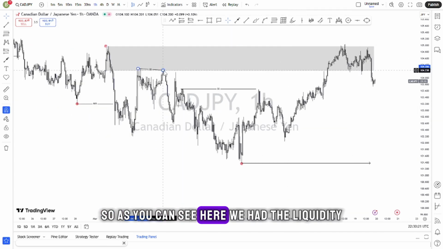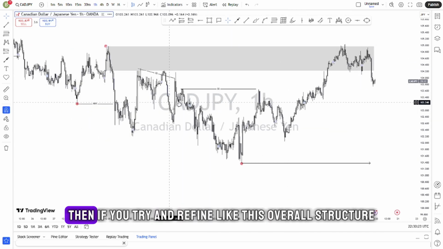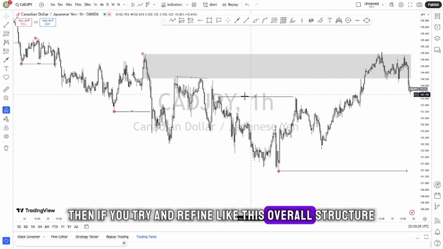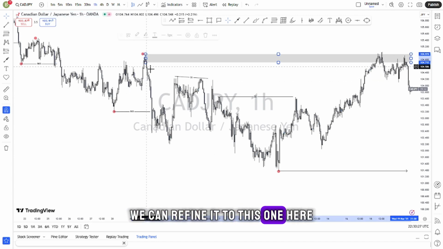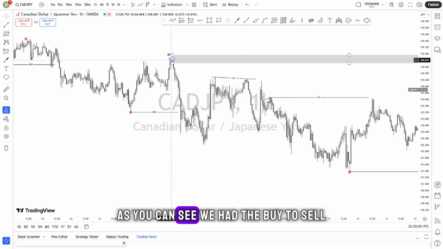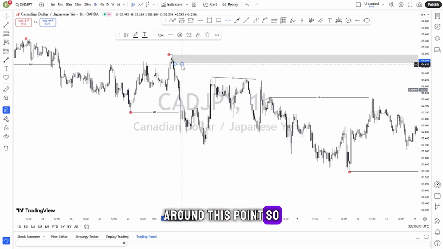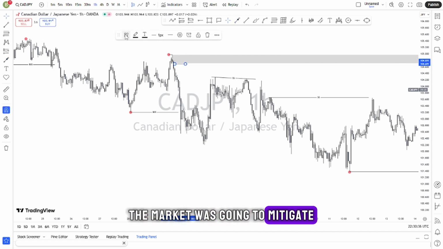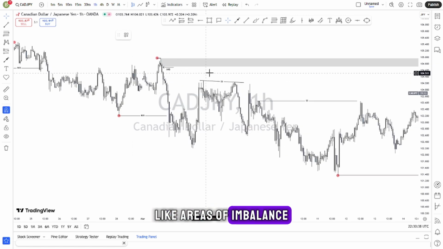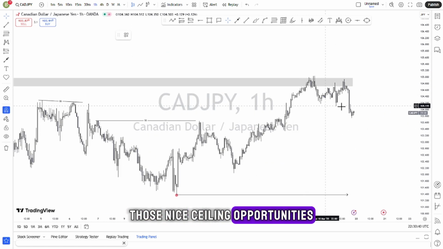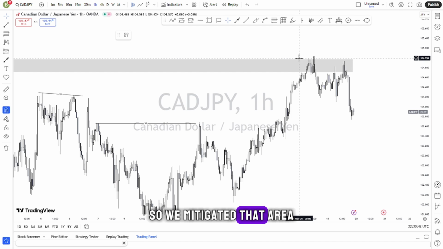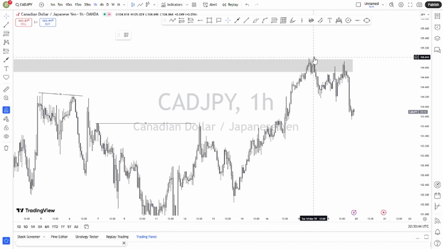So as you can see here, we had the liquidity. Then if you try and refine this overall structure, we can refine it to this one here. This is the order block. As you can see, we had the buy to sell, and then we also had this fair value gap around this point. So the market was going to mitigate areas of imbalance before we could get those nice selling opportunities. So we mitigated that area, as you can see from this point. I think it was in the morning.